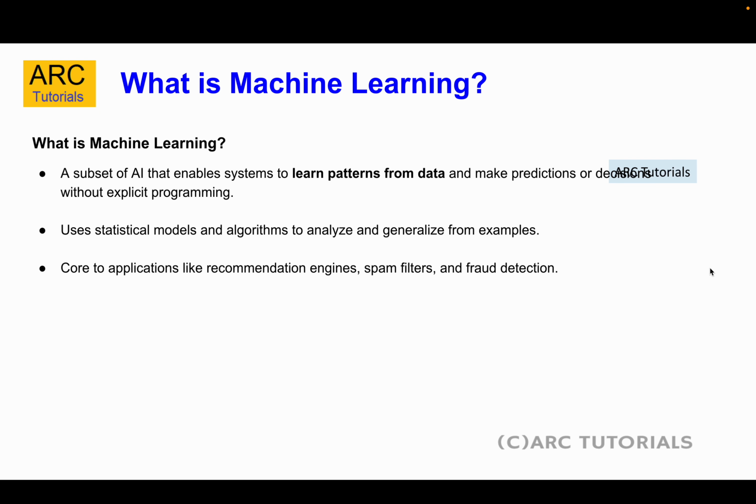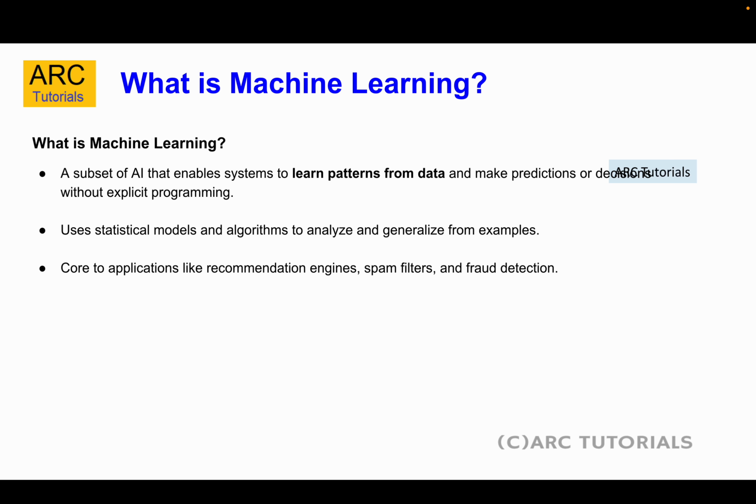So what exactly is machine learning? In short, you can say that it's a subset of AI that enables systems to learn patterns from data. And that learning helps in making predictions or decisions without explicit programming, which also uses statistical models and algorithms to analyze and generalize from examples. These are some of the core to applications like recommendation engines, predictive analysis, spam filters, fraud detection, click frauds, etc. So in short, the model would learn from and extract the patterns from this data.